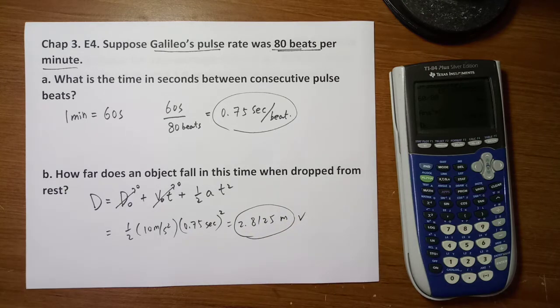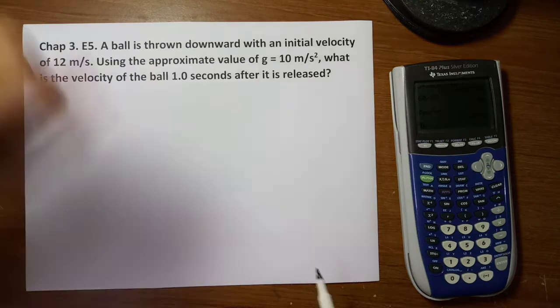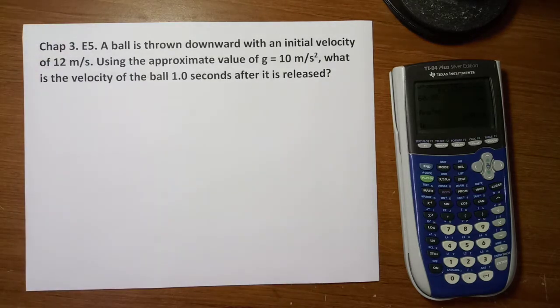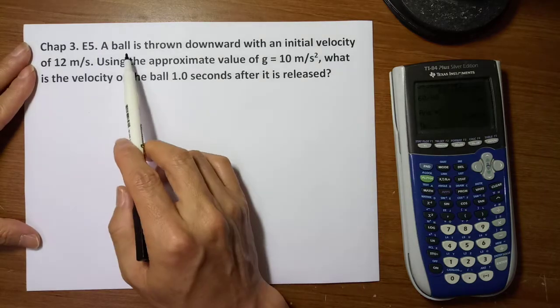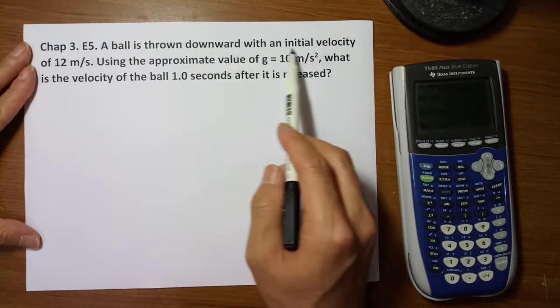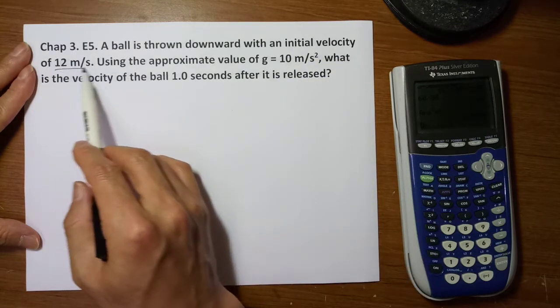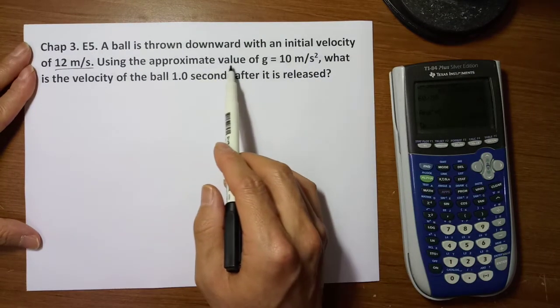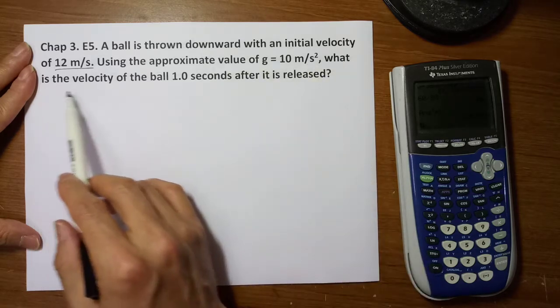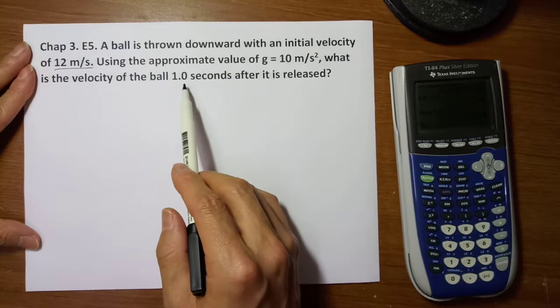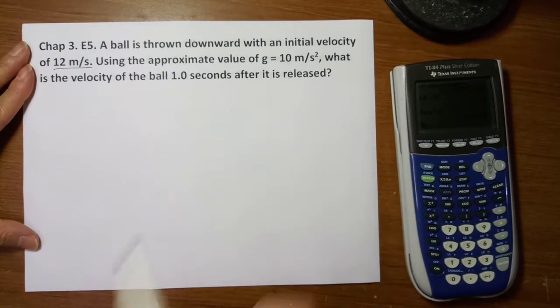Okay, thank you. The next question is E5 on chapter 3. A ball is thrown downward with the initial velocity of 12 meters per second, using the approximate value of g 10 meters per second squared. What is the velocity of the ball 1 second after it is released?